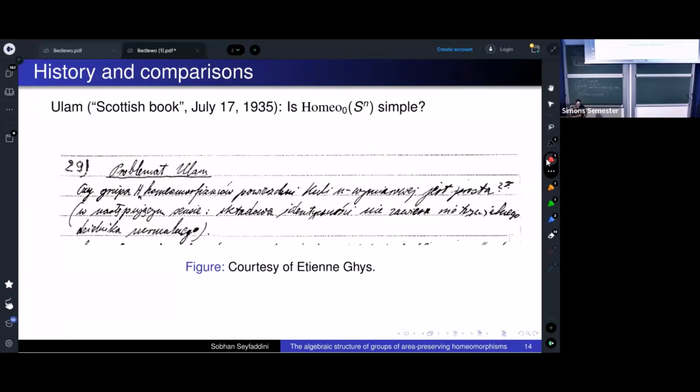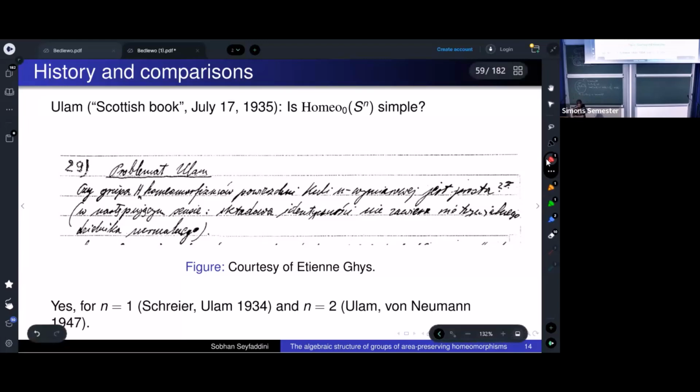I can't read Polish, but I assume somebody can read it and confirm that the translation to English is actually true. Or maybe the handwriting is not so great. Okay, and again, the reason they put the identity component here is the same as that compactness assumption. The question is only interesting for the identity. So it's a long and nice history. It's a very old question, and kind of coincidentally very nice that the question was first raised here in Poland. Now it was answered for n equals 1 by Schreier and Ulam in 1934, so a year before the question was actually posed. And presumably that's why Ulam actually posed the question a year later.